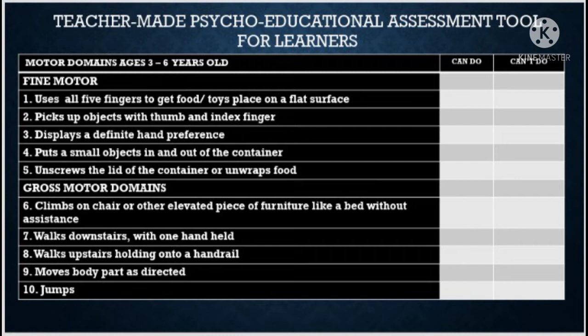For the gross motor domain, number 6. Climbs on a chair or other elevated piece of furniture like a bed without assistance. 7. Walks downstairs with one hand held. 8. Walks upstairs holding onto the handrail. 9. Moves body parts as directed. 10. Jumps.